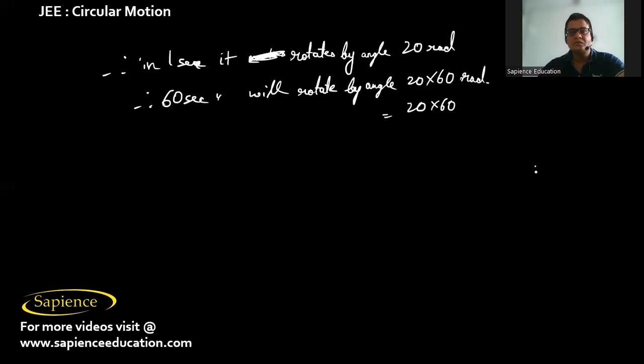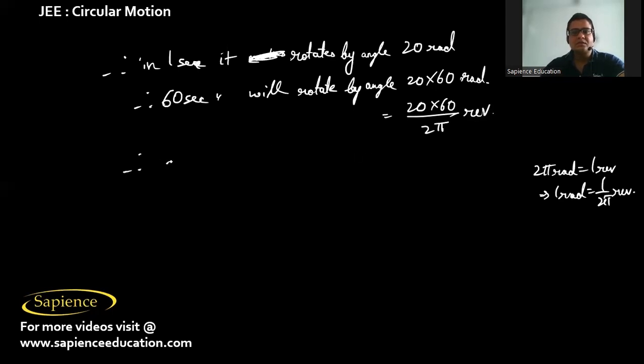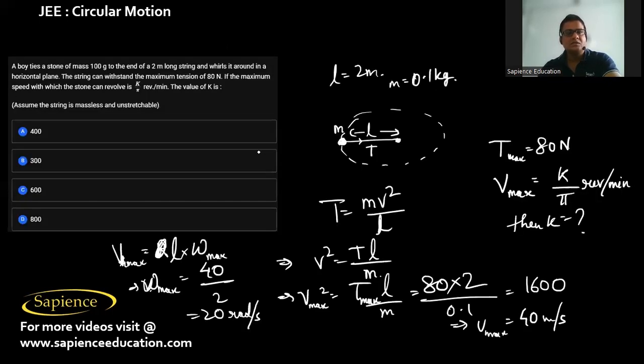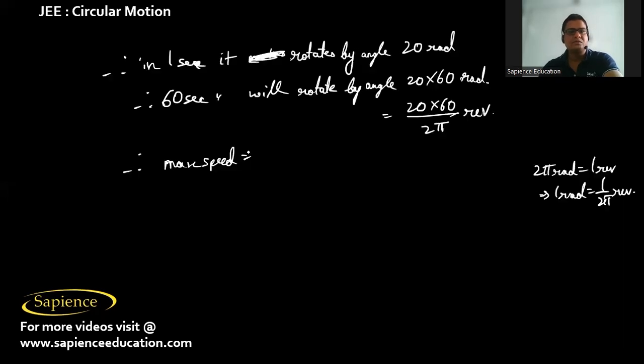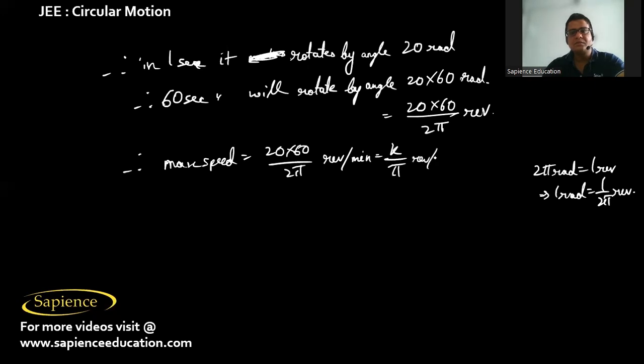Now 2 pi radian, that we know, is equal to 1 revolution. So 1 radian is 1 by 2 pi revolution. So this divided by 2 pi will give us this many revolutions. So the maximum angular speed of rotation will be equal to 20 into 60 by 2 pi revolutions per minute, and that is equal to k by pi revolution per minute.